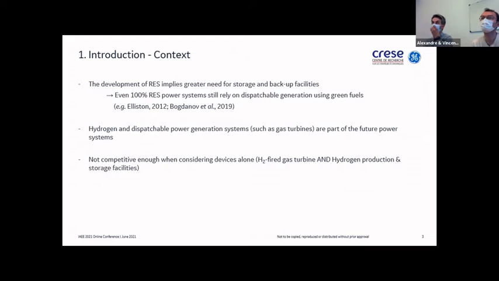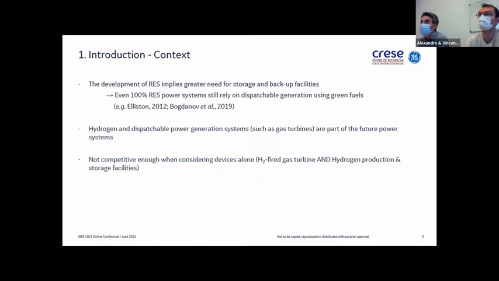First, the introduction. First of all, some contextual facts. The development of renewables, and especially variable renewables, brings the problem of intermittency and so on. So in this context, we need more storage and also more dispatchable power generation units in order to provide stability for the electricity grid, flexibility, backup facilities, and so on.